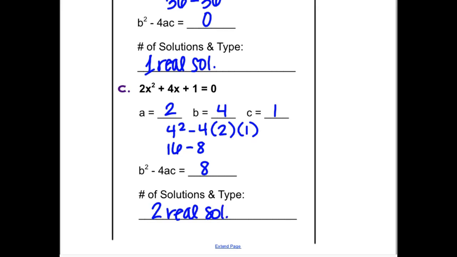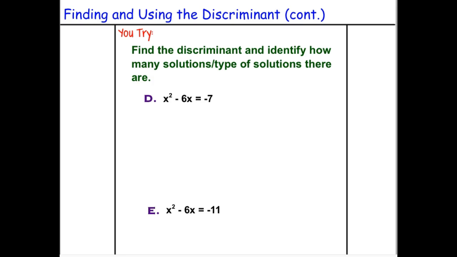And that's it. So I've got for you 2 you-try problems. Go ahead, identify A, B, and C, put them into b squared minus 4ac, and get that discriminant, and tell me what that means as far as how many and what type of solutions there are. And as always, make sure you write those summaries and bring your questions with you to class.